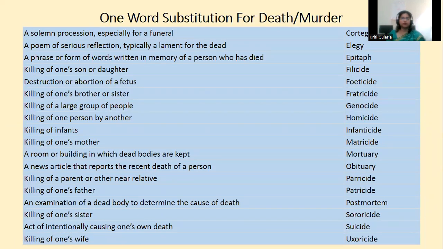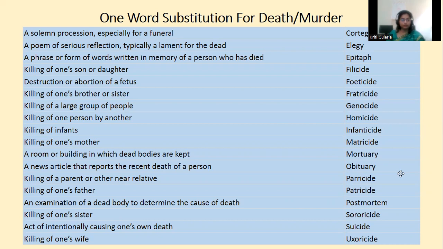Next group is for death and murder. A solemn procession, especially for a funeral, is referred to as a cortege. A poem of serious reflection, typically a lament for the dead, is referred to as an elegy. Then a phrase or form of words written in memory of a person who has died is an epitaph. Killing of one's own son or daughter: filicide. Destruction or abortion of a fetus: feticide. Killing of one's brother or sister: fratricide.